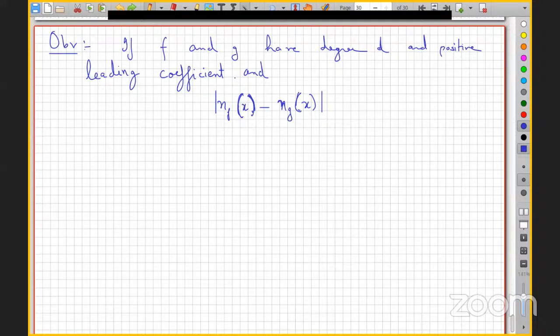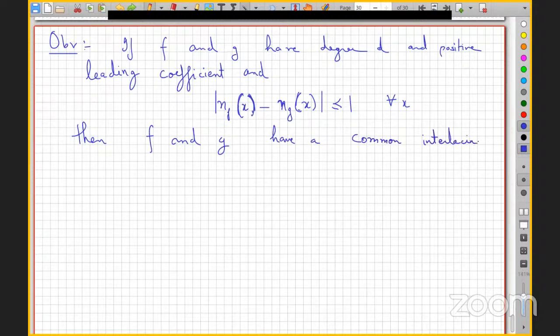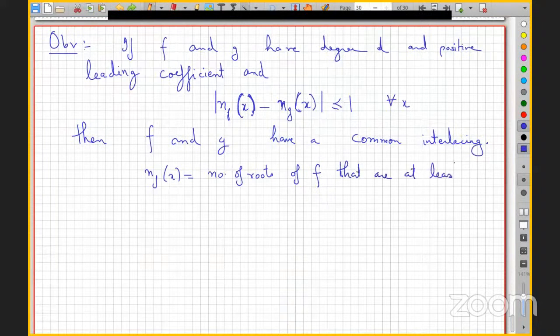So if n_f(x) minus n_g(x) is less than 1 in absolute value for every x, then f and g have a common interlacing. Can you just go to where you define n_f? So n_f(x) is the number of roots of f, counted with multiplicity, which are at least x. That is the same as the size of the set of roots of f in [x, infinity). So all of this is counted with multiplicity.